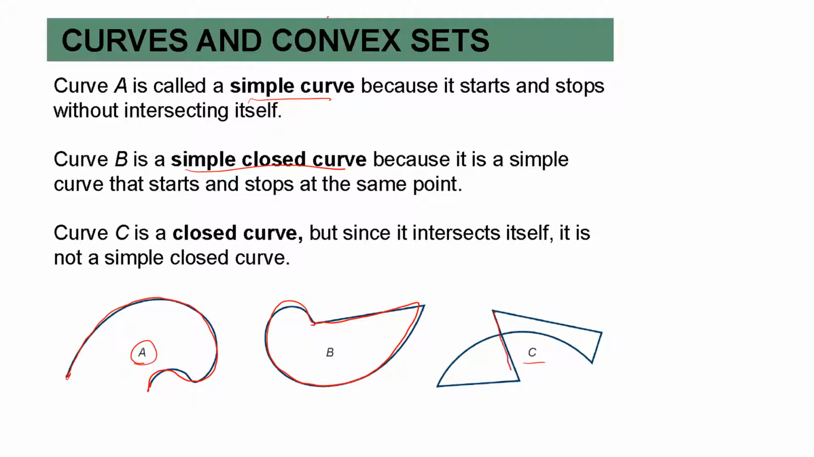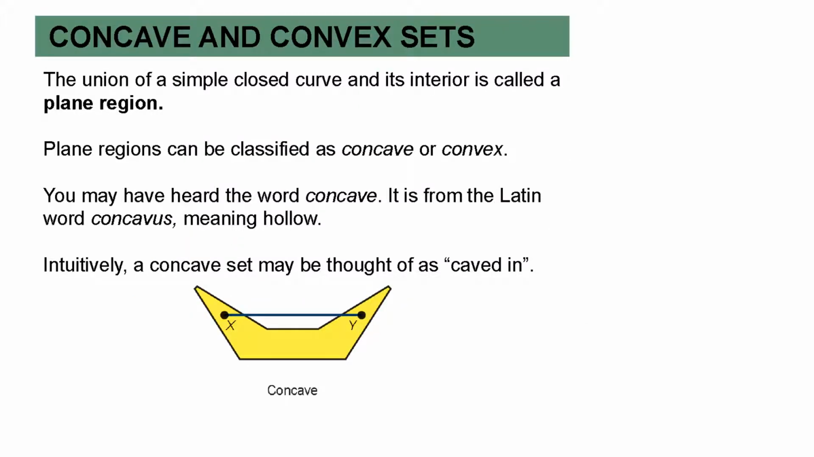C is closed because I can start at one of the points, make a continuous motion to trace through all the points, and it ends where it started, but it also happens to intersect itself at another point. Okay, so we say this curve is closed, but it's not simple. Now, if I take a simple closed curve, so that's all the points that are on the curve, and then combine those points or union them with the points inside, what I get is a plane region.